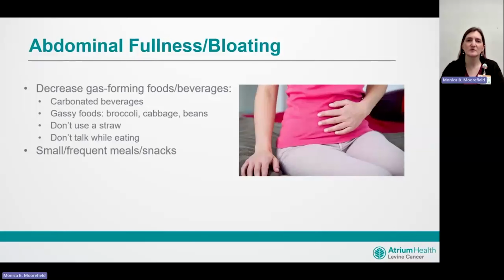If you are having abdominal fullness or bloating, then I would recommend making sure you're decreasing any gas forming foods, and decreasing any way that you could swallow more air. So, not chewing or talking while you're eating, and not using a straw while you're drinking. Any gas forming foods that typically cause gas for you can vary from person to person, but some typical ones would be beans and cabbage and broccoli, but I would really hone in on what you have problems with. And then eating small, frequent meals and snacks may be helpful too.